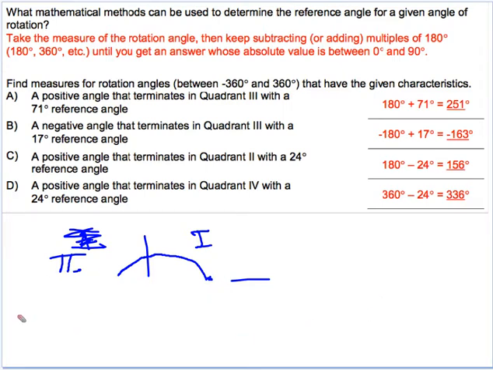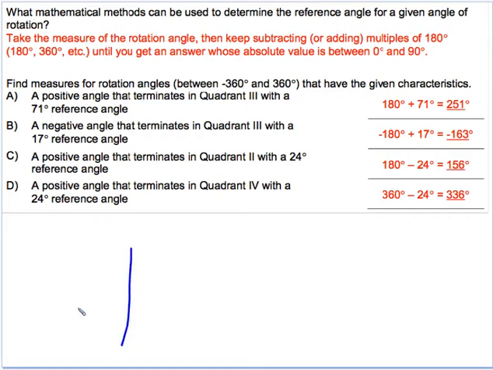All right, so let's look at our problems again. It terminates in the third quadrant, so 1, 2, 3, right here. The reference angle is 71 degrees. So remember, it's always going to go to your x-axis. So this is 71 degrees, and we want to find what the rotation angle is. So with this situation, you are adding 180 to 71 degrees, and you get 251. Easy, right? Most of you should have been able to do that without a calculator.